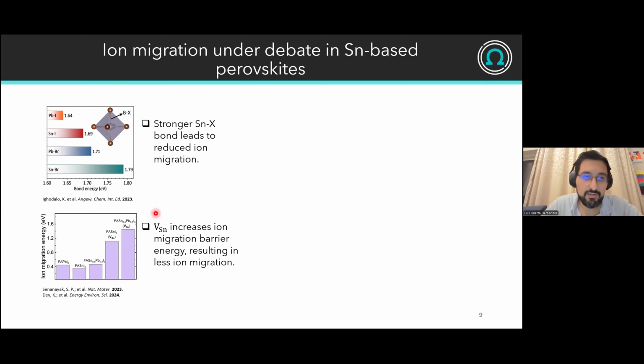Then another report mentioned that it's not so much about the tin-halide bonding, but more related to the defect, the tin vacancy defect. And as you can see here, this ion migration barrier between different tin, lead, and tin-lead compositions doesn't really change a lot. But when you consider the effect of the vacancy, this barrier increases significantly. The reason is that when you have a tin vacancy in the lattice, your lattice is already distorted. So if you start moving iodides through this lattice, it's going to distort even more. That's very unfavorable energetically speaking, so that's why it increases this migration barrier.